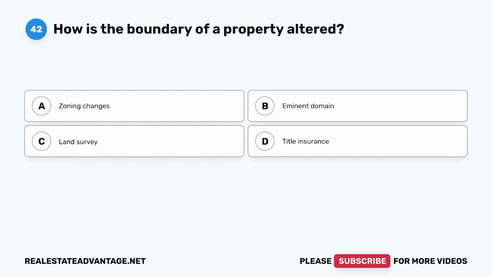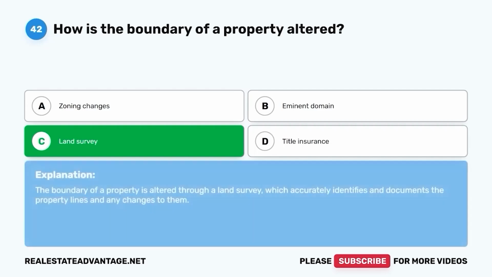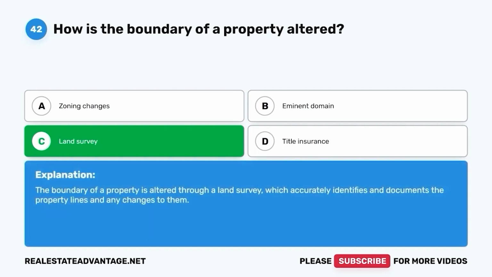Question 42. How is the boundary of a property altered? A. Zoning changes. B. Eminent domain. C. Land survey. D. Title insurance. The correct answer is C. Land survey. The boundary of a property is altered through a land survey, which accurately identifies and documents the property lines and any changes to them.